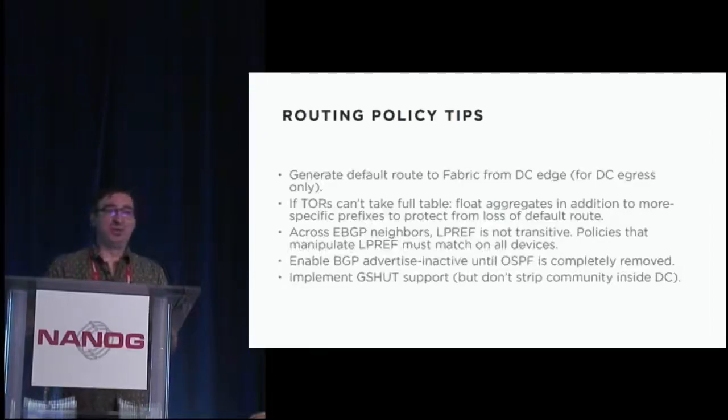The GSHUT community. GSHUT is a relatively new, well-known community. Its support in various switch code is inconsistent. Some vendors have it out of the box. Other vendors, you have to implement a policy. There's an internet draft that describes its behavior, which is fairly basic. If route has community X, set local pref to 0. Don't use the route. The internet draft mentions an instruction to strip the community after you receive it, but we had trouble understanding why you would want to do that, and we chose not to.